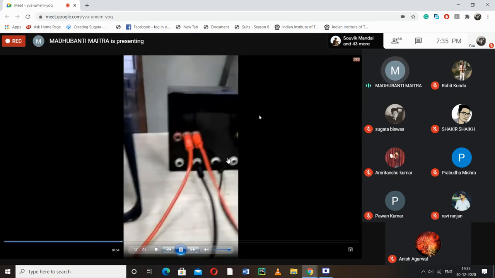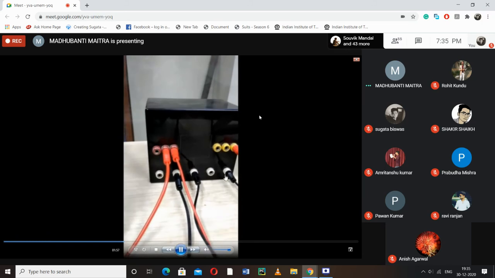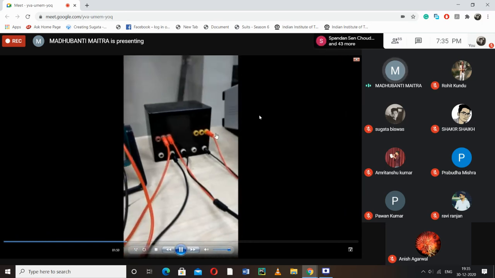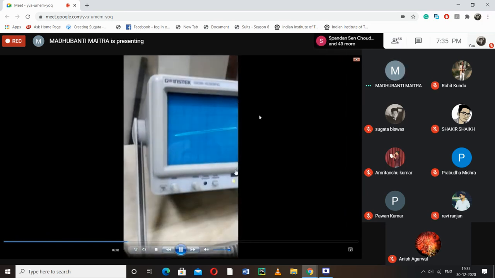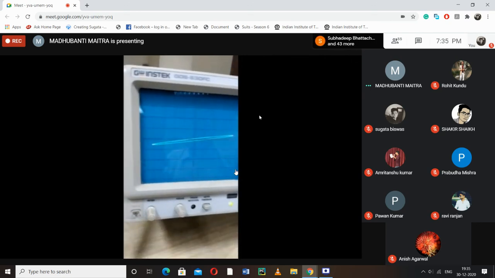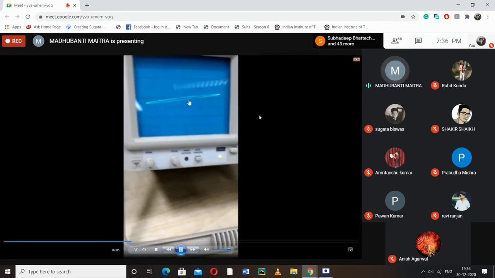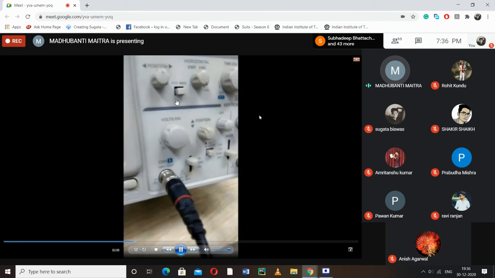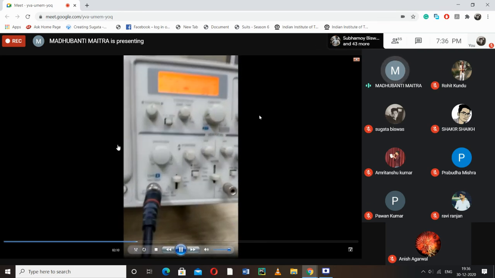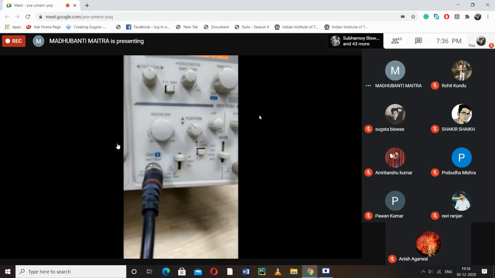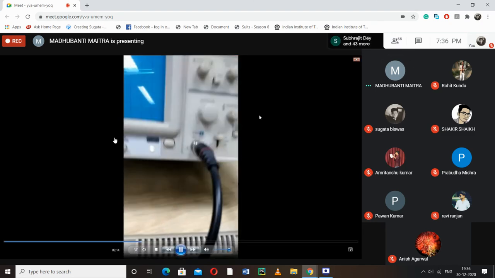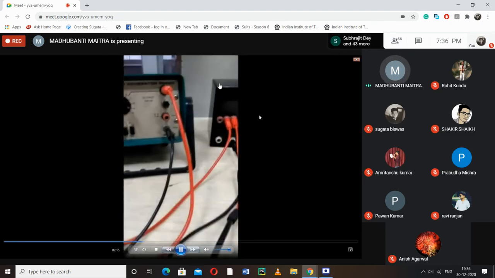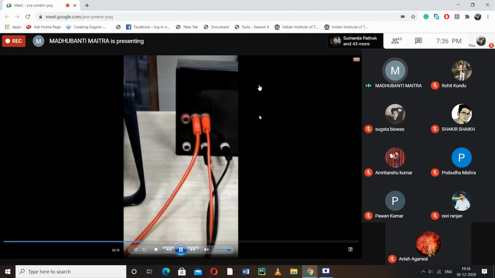These are the ground terminals, input terminals, output terminals. So there is a little phase shift between the output and the input. Hence, we are getting a very narrow elliptical shape, which is basically the Lissajous figure.